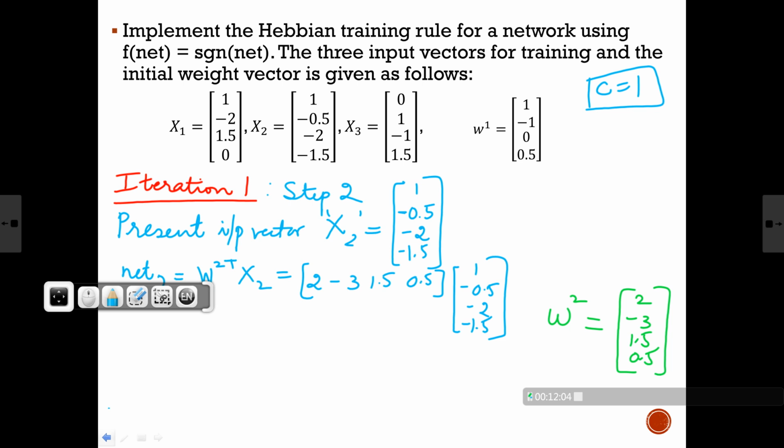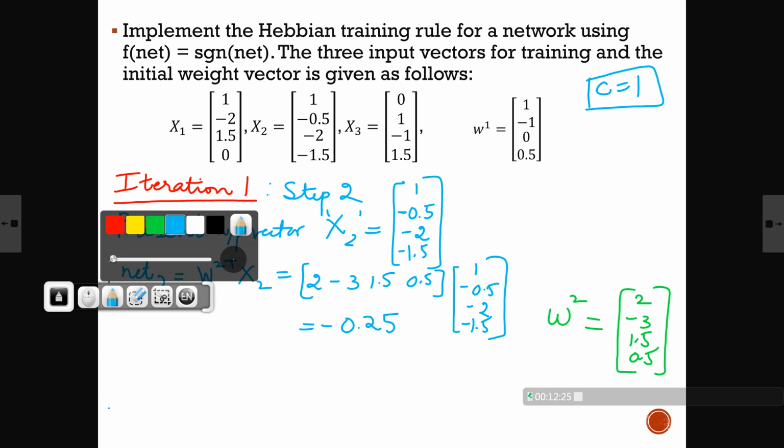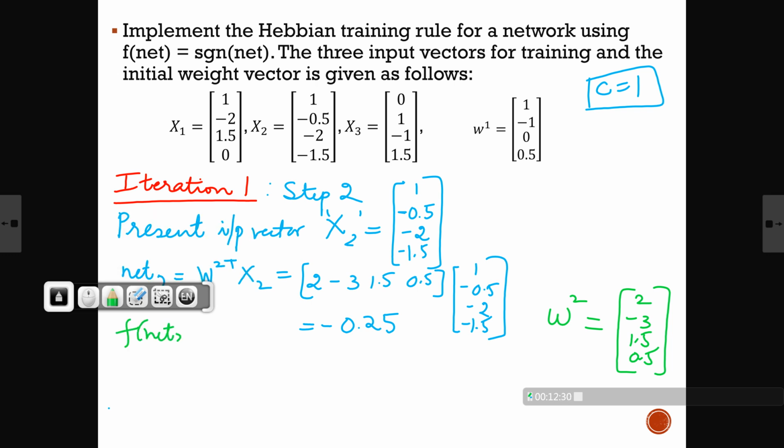I want you to solve along with me so that you can check the answer at the same time. You should solve and you should check the answer. Okay, if at all you find out, you will get it as minus 0.5. So when you get this as minus 0.5, what will be Fnet 2? Fnet 2 will be equal to minus 1, because you know that net is a negative value.